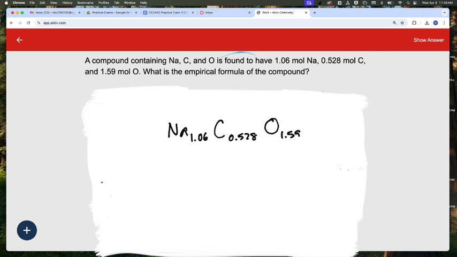Because what's 0.528 divided by 0.528? 1. Is 1 a whole number? Ooh, that gets me a third of the way there. How about what happens when I take 1.59 and divide by 0.528? Right around 3. It gets darn close to 3. What happens when I take 1.06 and divide by 0.528? That gets darn close to 2.